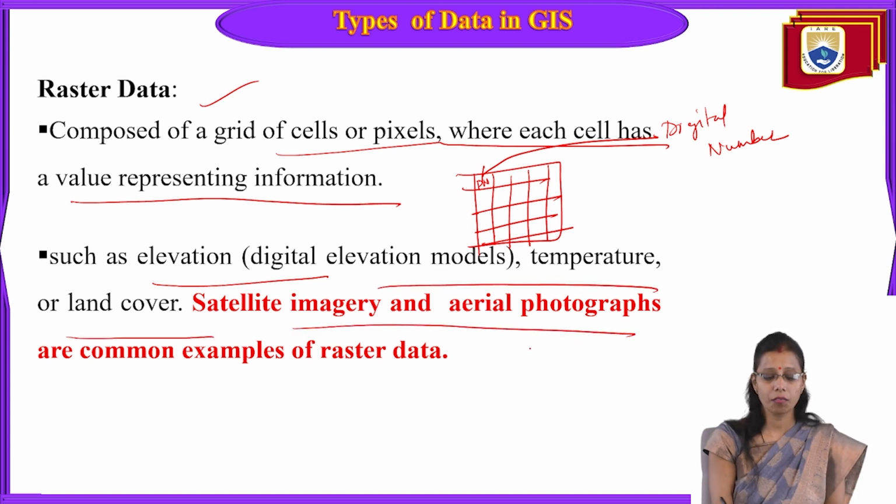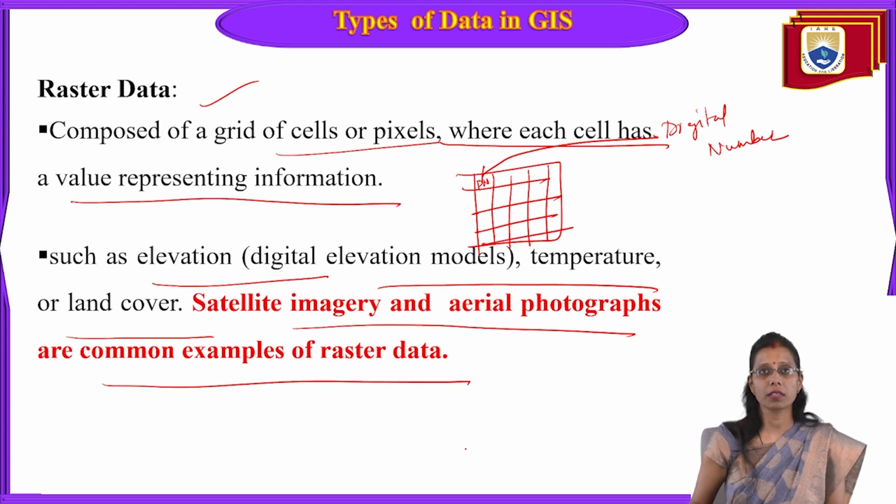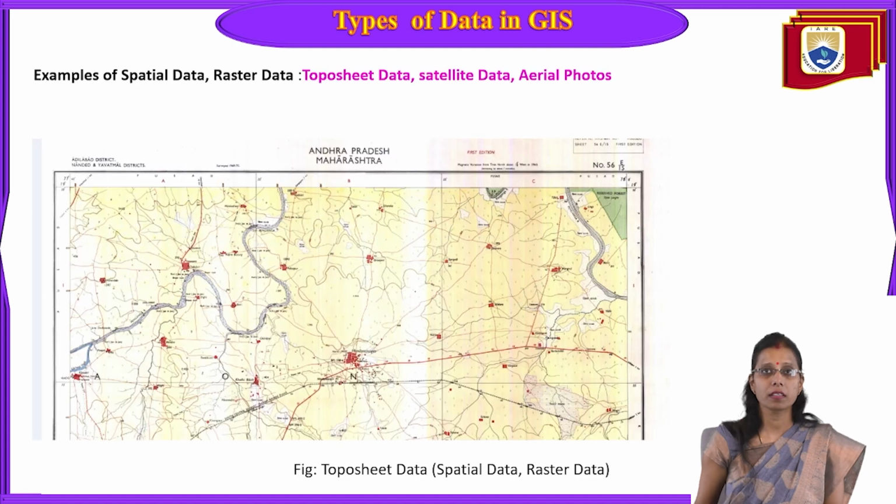Satellite imagery and aerial photographs are common examples of raster data. As I told you, because it is directly converted to digital data, the satellite will give you the direct information in the form of raster, unless we print the data. So when it is in the digital format, it is in the raster format.